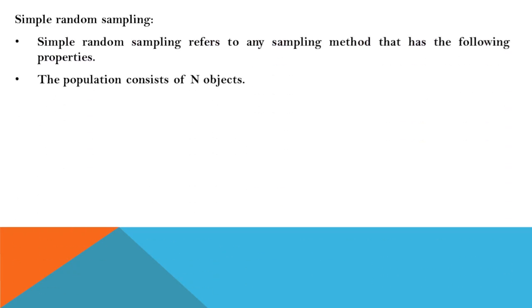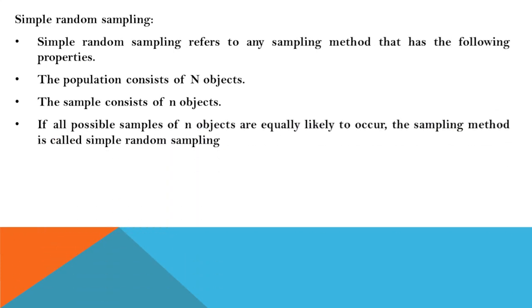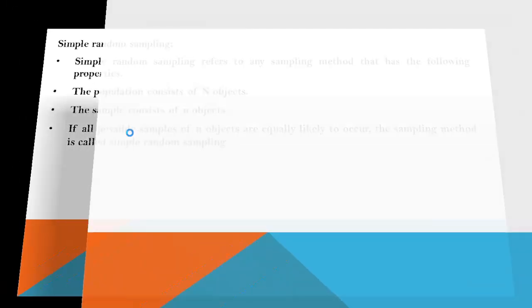Okay, let's see types of probability sampling. The first one is simple random sampling. Simple random sampling refers to any sampling method that has the following property. The population consists of N subjects. The sample consists of n objects, and if all possible samples of n objects are equally likely to occur, the sampling method is called simple random sampling.